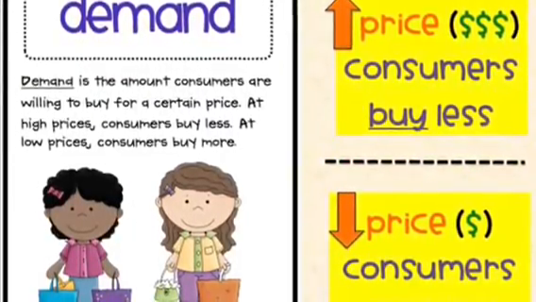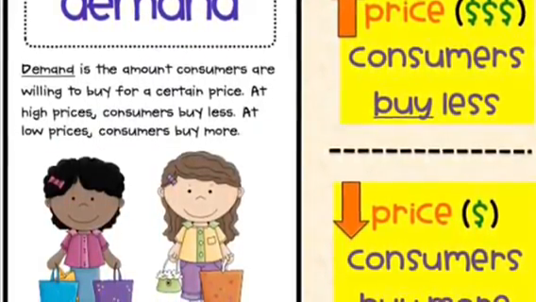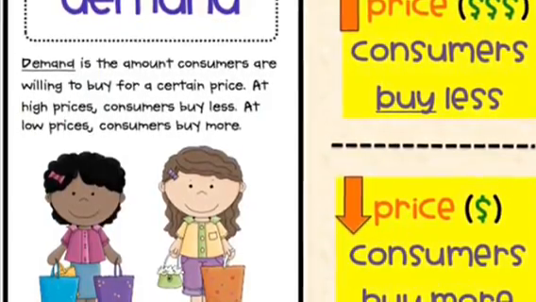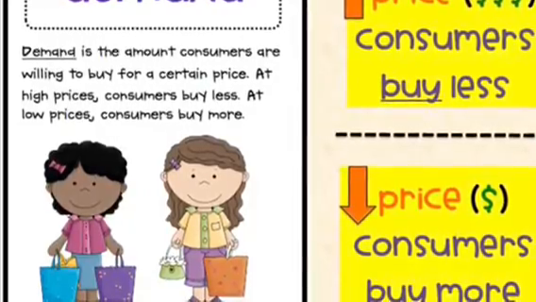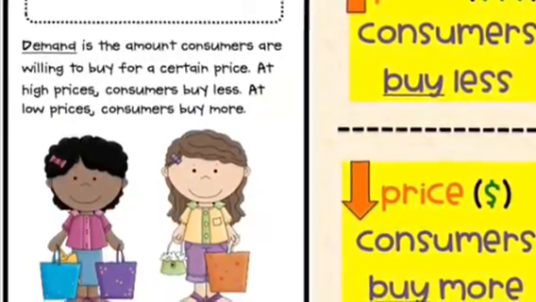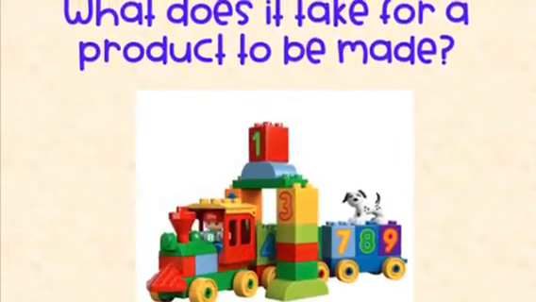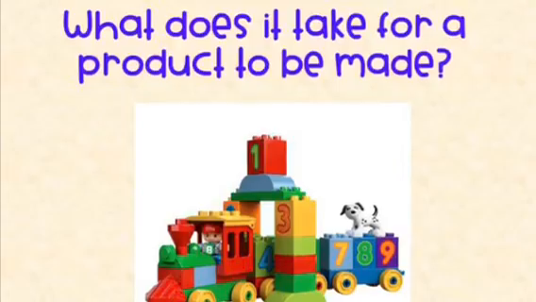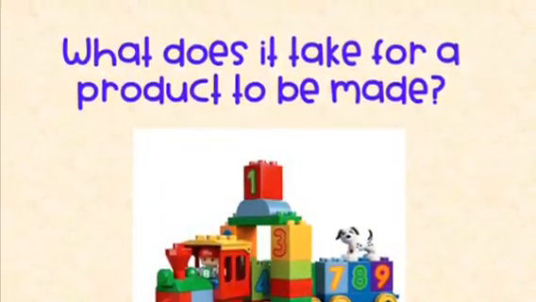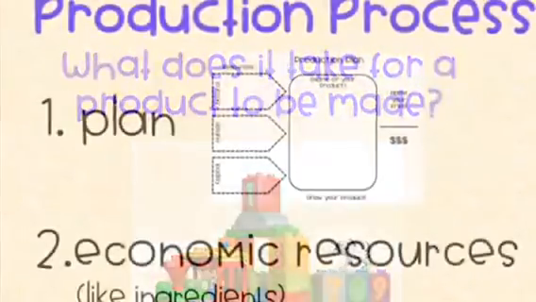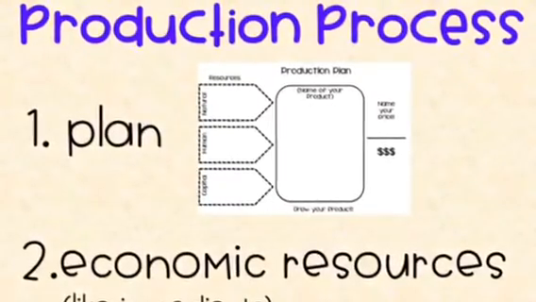Demand. Demand is the amount consumers are willing to buy for a certain price. At high prices, consumers buy less. At low prices, consumers buy more. If a product is in high demand, a producer is going to want to make more of that product. What does it take for a product to be made? Businesses or people who want to produce a product will go through the production process.